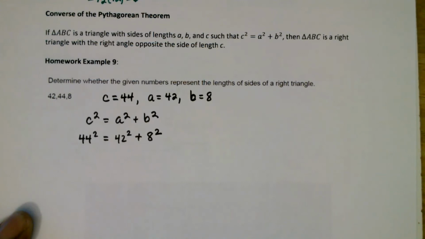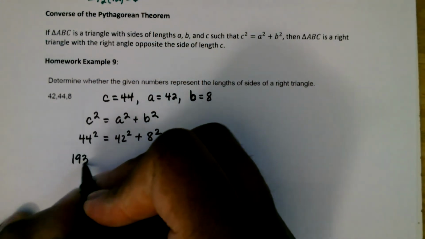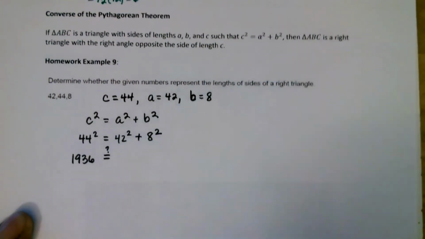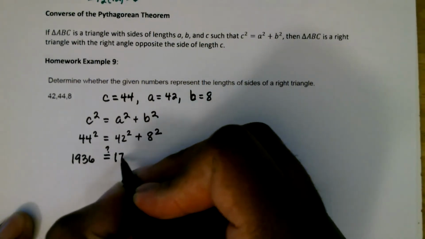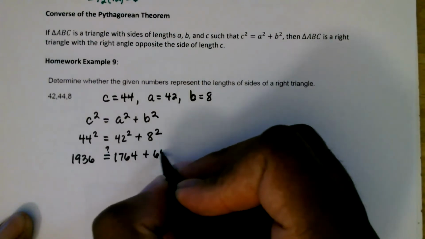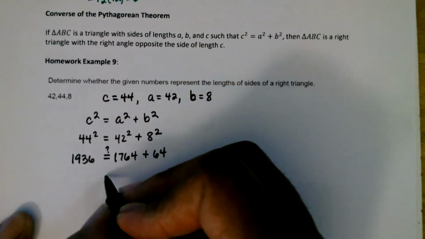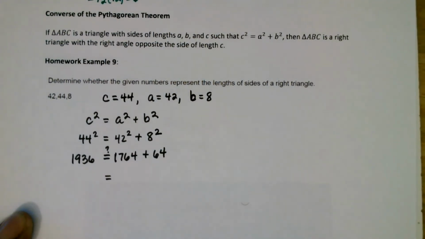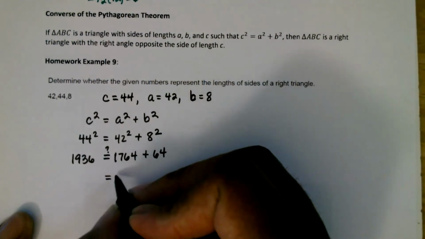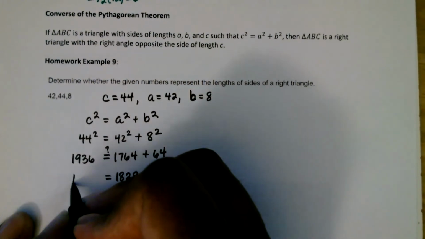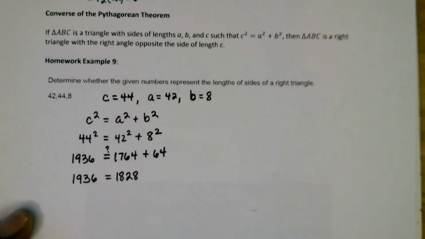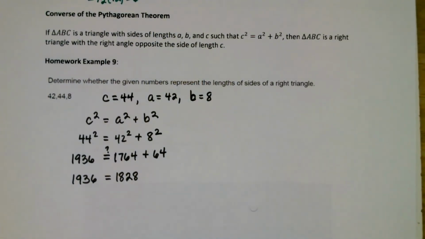44 squared would be 1936. And I want to know if that's going to equal the square of 42, which is 1764, plus 8 squared, which is 64. So if I add 1764 to 64, that's going to give me 1828. And does 1936 equal 1828? And the answer to that question is a simple no.